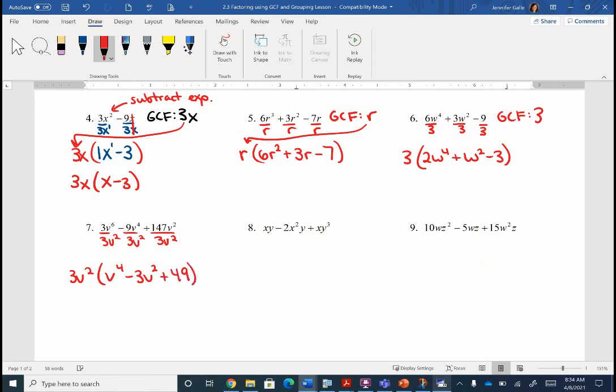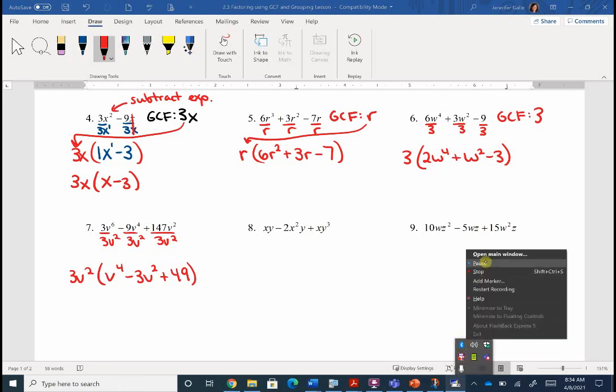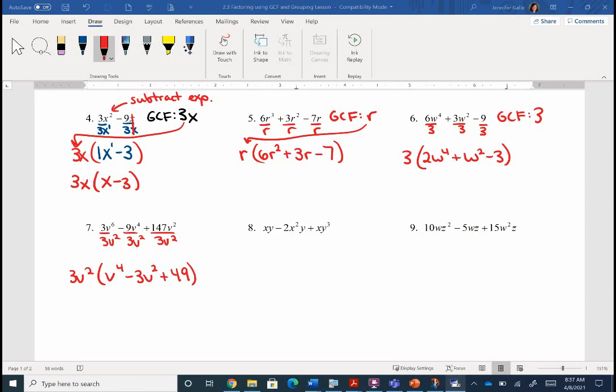All right, I have number 7 up if you need to check yours. I'll get the other ones up in just a minute. I've had a lot of people on number 8. Miss Golly, I'm stuck. There's not a number I can divide by. That's okay. We didn't have a number we could divide by in number 5, and we're okay. So, as you look at number 8, every term has an x, and every term has a y.